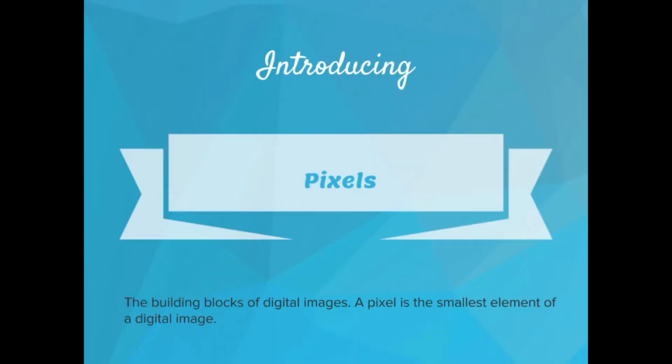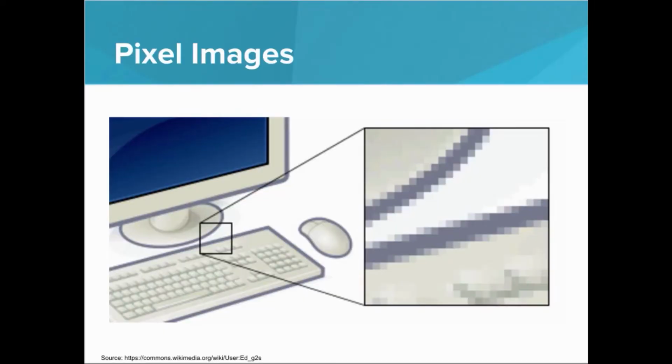Well, introducing pixels. Pixels are the building blocks of digital images. A pixel is the smallest element of a digital image. It is like the atom of a digital image. So if you look at any image on a computer and you zoom in really close, what you end up seeing is that there's actually all these tiny squares, each of which has its own color.